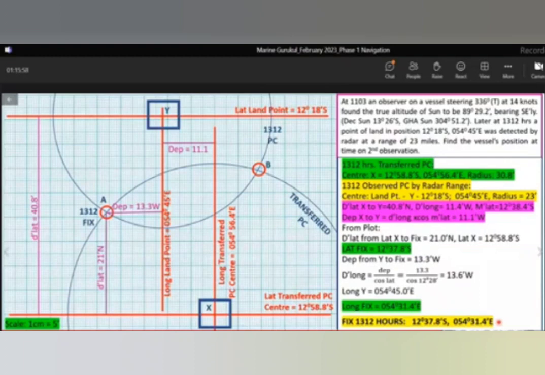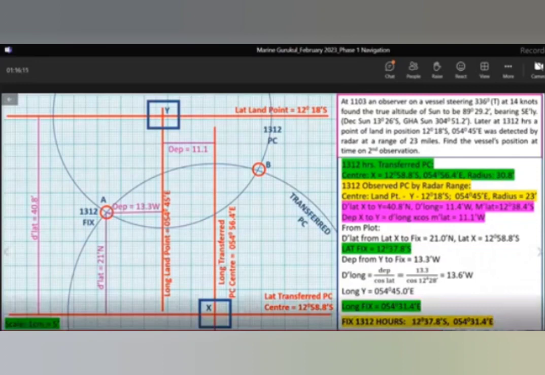So here we had two position circles. We transferred one of the position circles. You could have a situation in which you have one position circle and one position line. So the combination could be two PLs, two PCs, or one PL and one PC. Okay, beta. So that completes the solution. Let me know any doubts coming in the plot, in the working, anywhere.